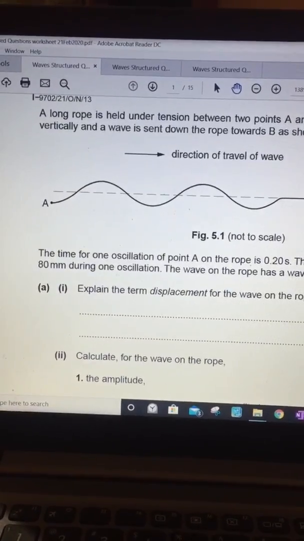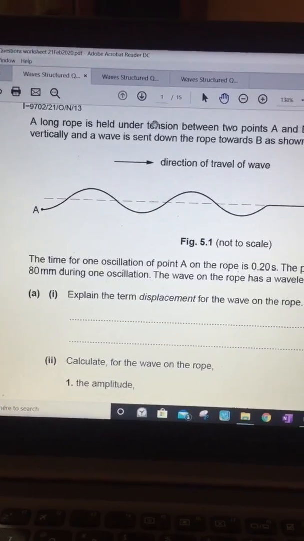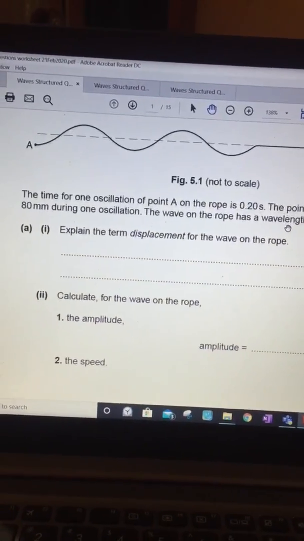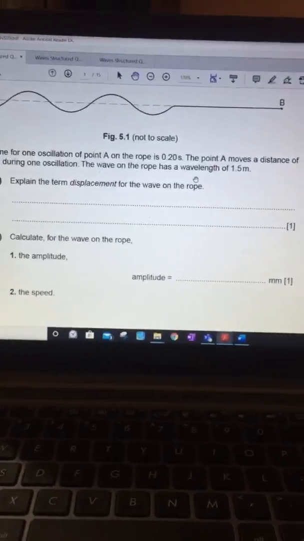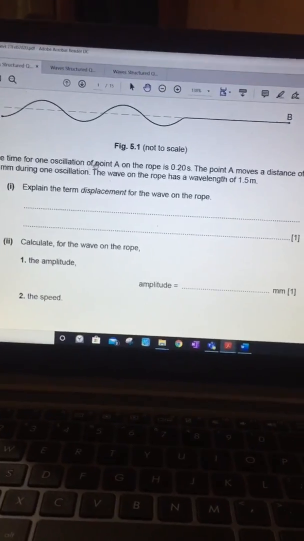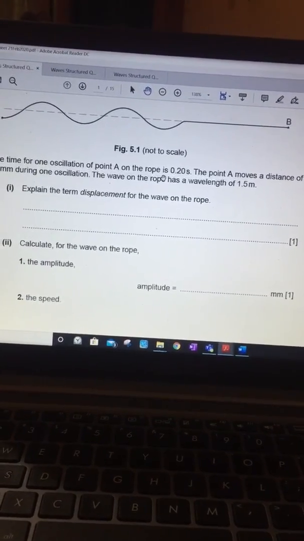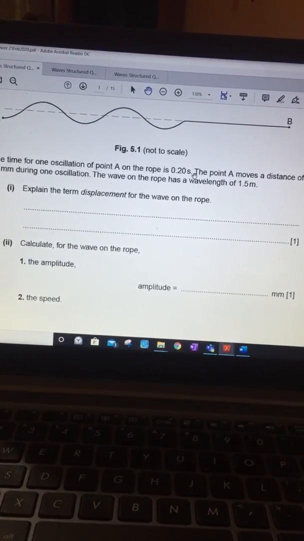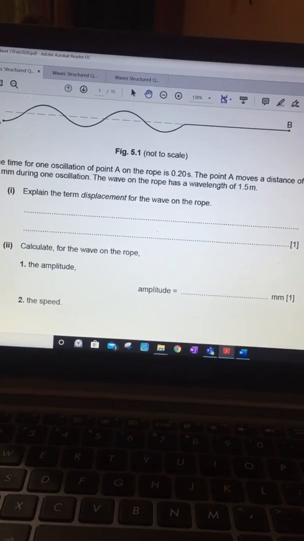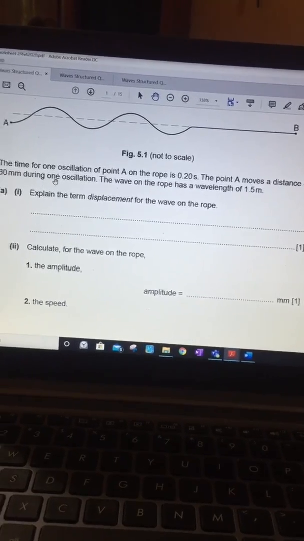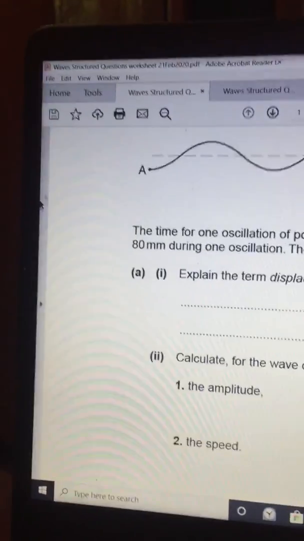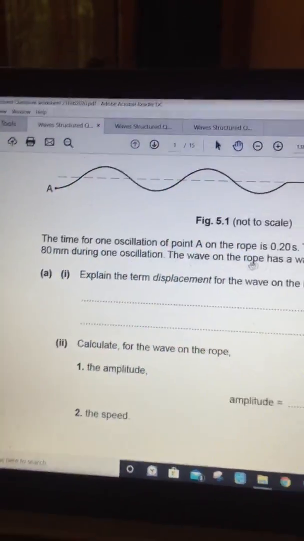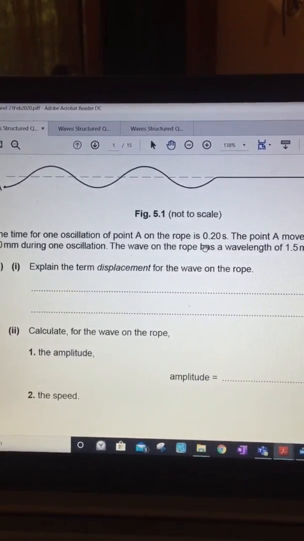Okay, so the first question: a long rope is held under tension between 2 points A and B. Point A is made to vibrate vertically and a wave is sent down the rope towards B as shown in figure 5.1. The time for one oscillation of point A on the rope is 0.2 seconds. The point A moves a distance of 80 millimeter during one oscillation.